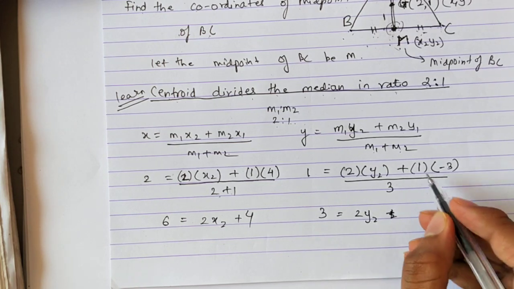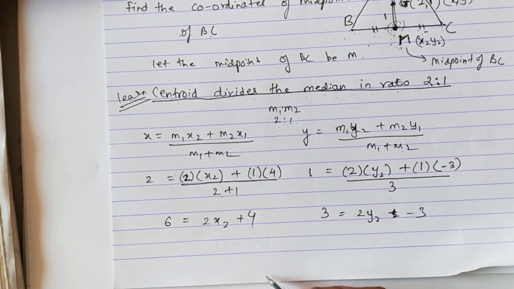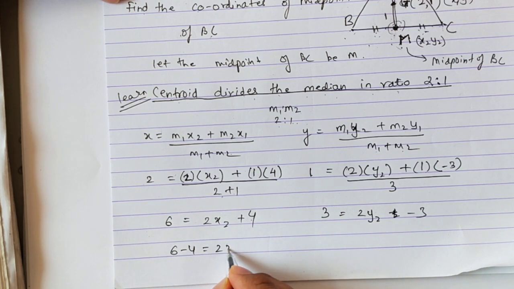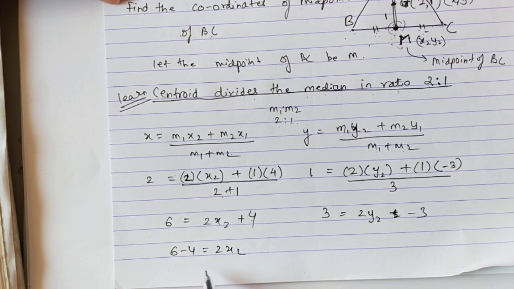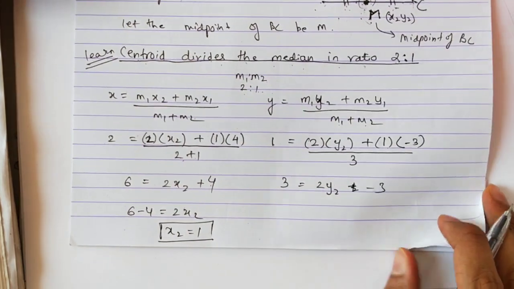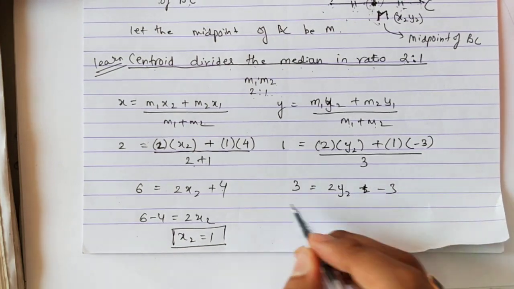2y2, 1 into minus 3 is minus 3. This 4 will come here. 6 minus 4 is 2x2. 2 will get divided here. So basically you will get the answer as 1. x2 is 1. And here minus 3 will come here.